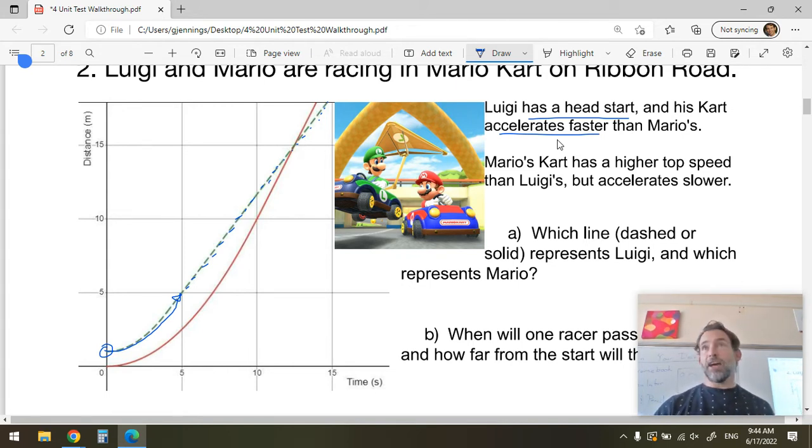His becomes a line faster. This uptick happens quicker. Mario accelerates slower. He's still achieving his top speed, but then he achieves his top speed and keeps going at a line there. So Mario's is a curve for longer, and he doesn't have a head start. So that's why Luigi is dashed and Mario is solid. Okay, Mario is a solid line.